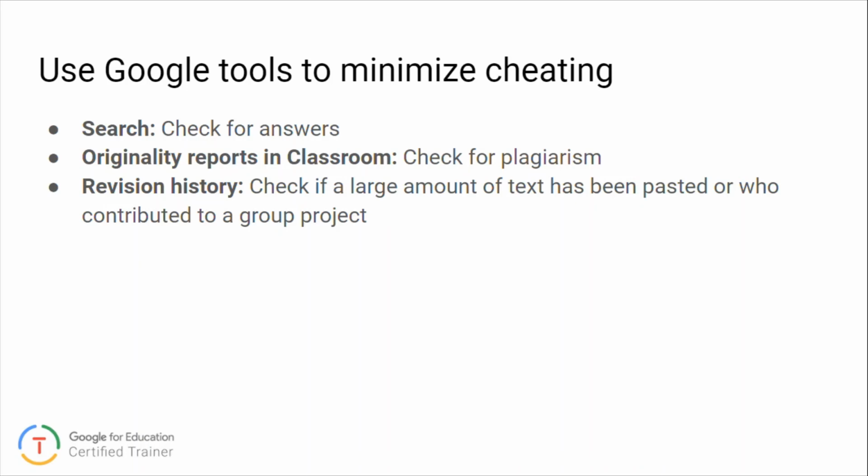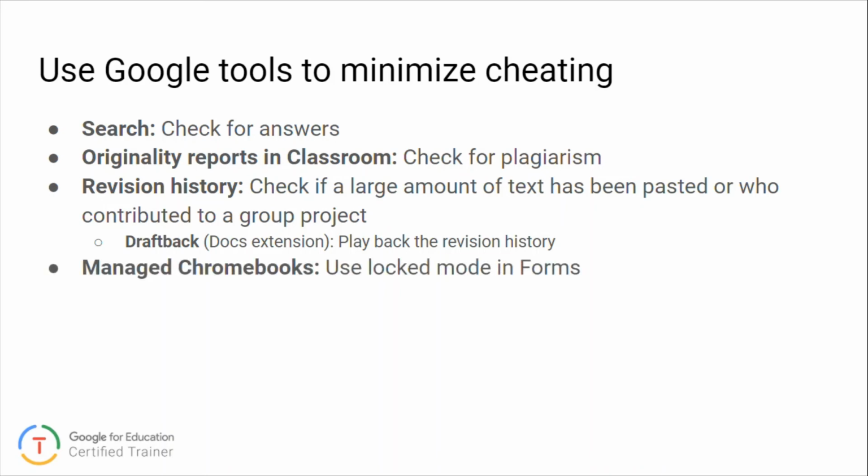You can use the revision history in any Google app to check if maybe a large amount of text has been pasted, which might indicate plagiarism. And you can also check who contributed to a group project and when, to make sure that all of the group members were involved in the process. There's a Google Docs extension available called Draftback, which would play back the revision history, and that way you get to see very easily how a student tackled the task and how a student created a Google Doc over time.